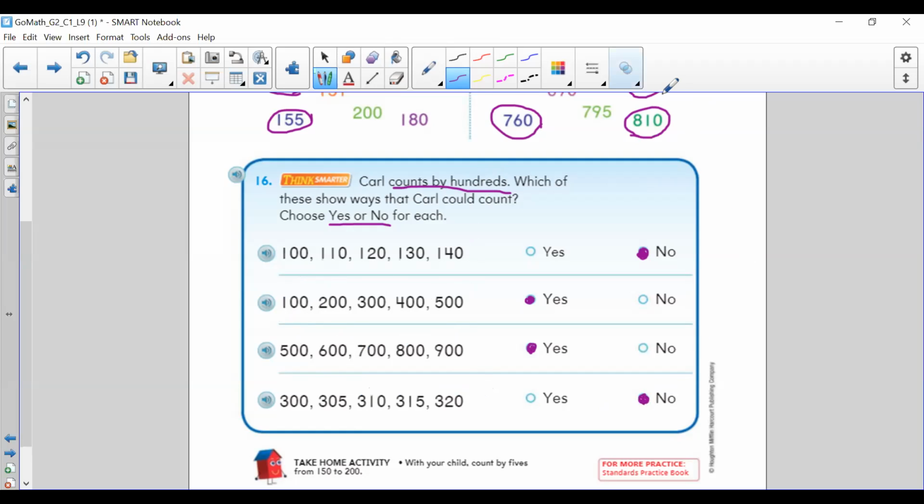Okay, boys and girls, you have now finished chapter 1, the very first chapter of 2nd grade math. So I hope you had fun, and now you'll be getting ready for a test. Have fun.